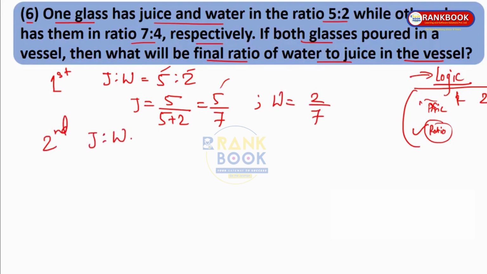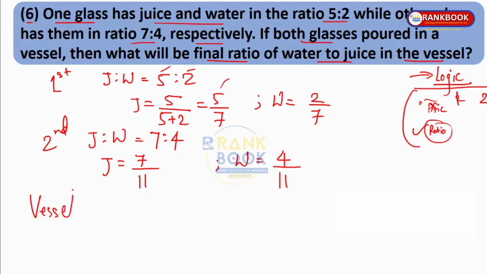Second glass. Juice to water ratio is how much? It is 7:4, right? Out of that, juice is 7 parts out of 7 plus 4, which is 11. Water is how much? 4 parts out of 11. Is that right? Now, when we mix these two quantities in the vessel, what will happen? Juice and water from the first glass will get mixed with juice and water from the second glass. So when we mix it in the vessel, we'll have juice and we'll have water again, okay, total, right?